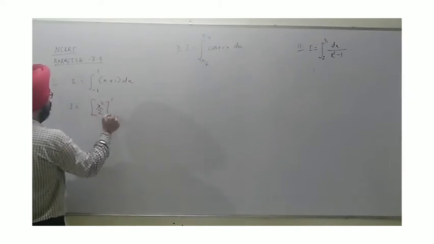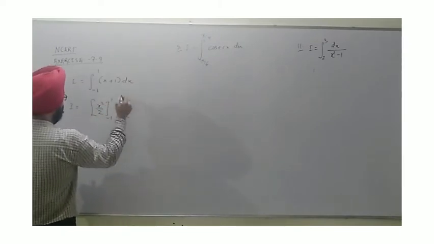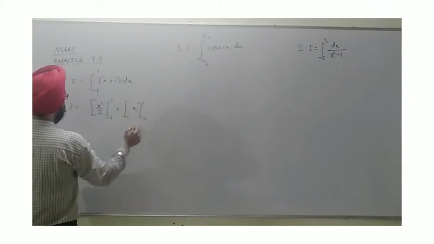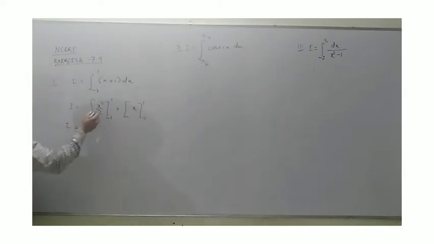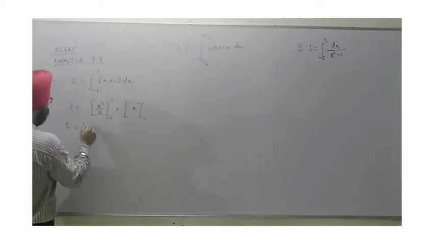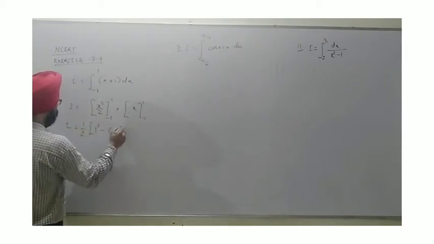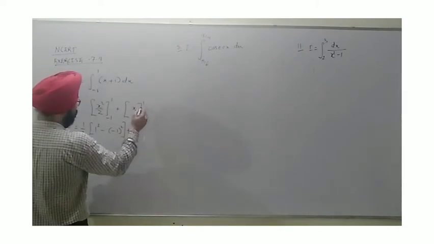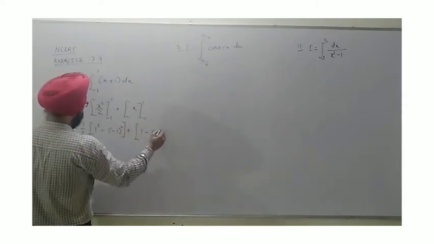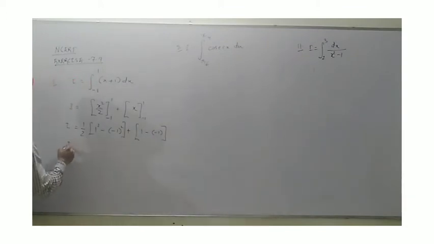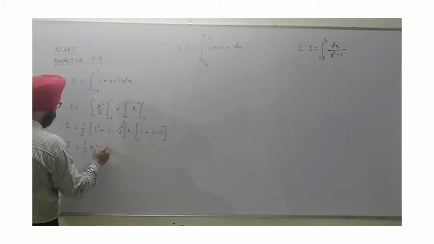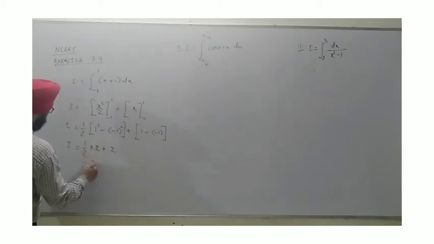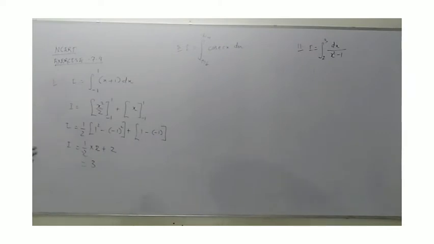Limits can be taken from minus 1 to 1, plus the next term x from minus 1 to 1, and now we have to evaluate. Writing this as half of 1 square minus minus 1 square, plus 1 minus minus 1. Now solving, we get half times 0 plus 2, so we are left with 2. This was one of the simplest questions. Now next we will see.